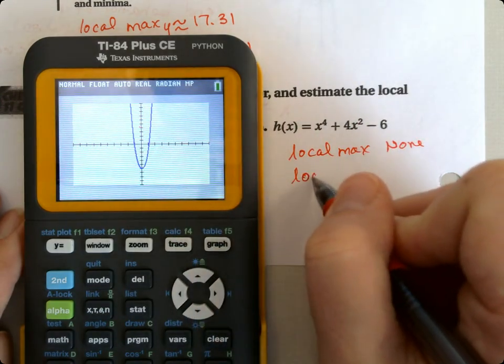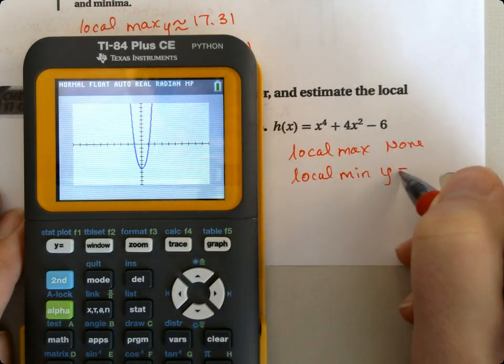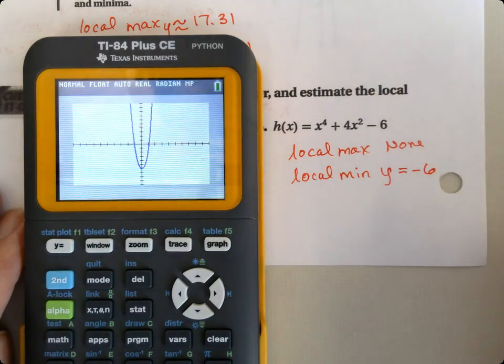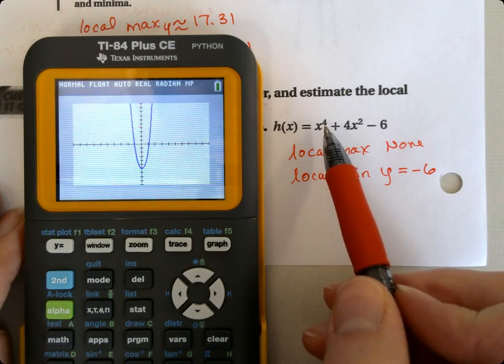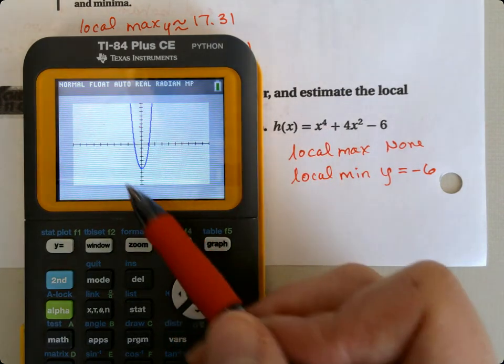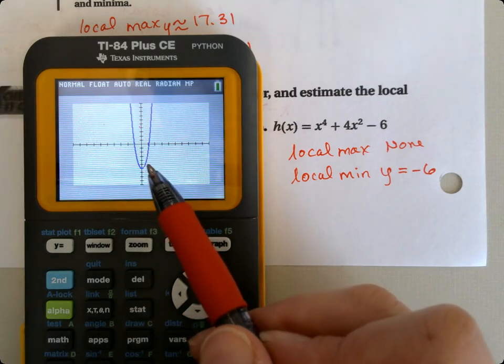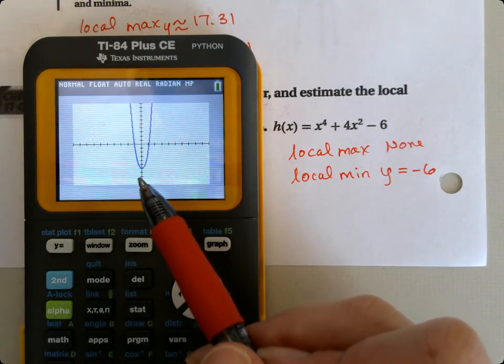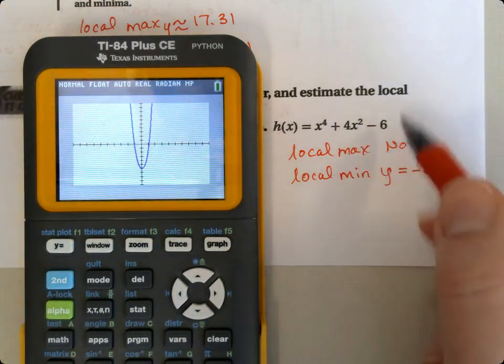So what is your local minimum? Yeah, and I'm going to say y equals -6. I don't think we had to approximate that, right? So again, this is the idea where you have a degree of 4, but there's only one turning point and only 2 x-intercepts. 4 would be the maximum x-intercepts, and 3 would be the maximum turning points. And it just happens that I only have one based on what happens here.